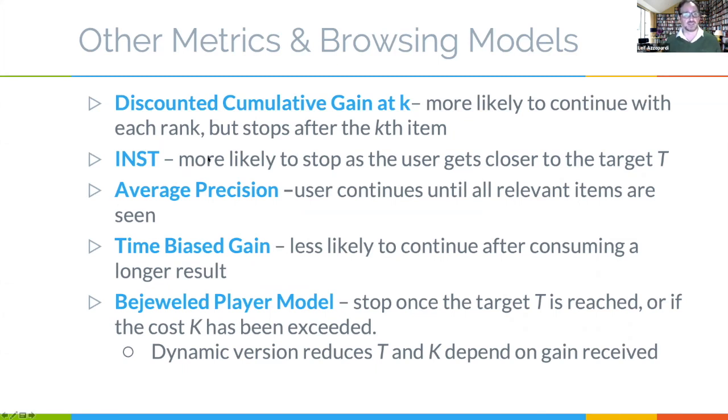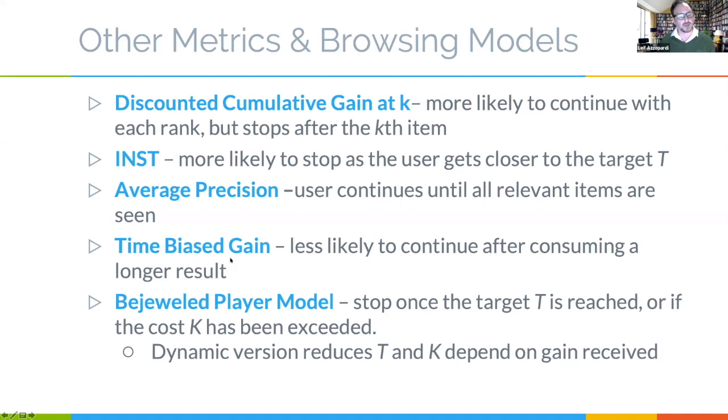With INST, the probability of continuing means you're more likely to stop as you get closer to what they call the target. Under this metric, they assume you have some notion of the number of relevant items you'd like to find during the process, and as you get closer to that target, you're more likely to stop. With average precision, it's a little bit strange, but the user wants to keep continuing until they find all the relevant items.